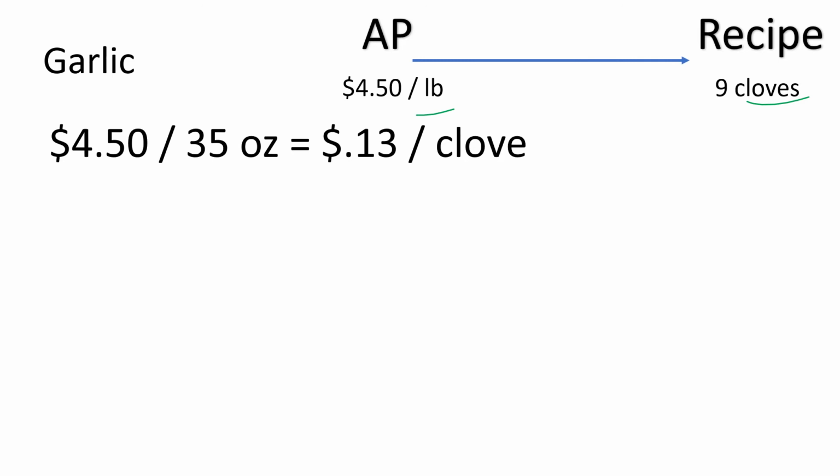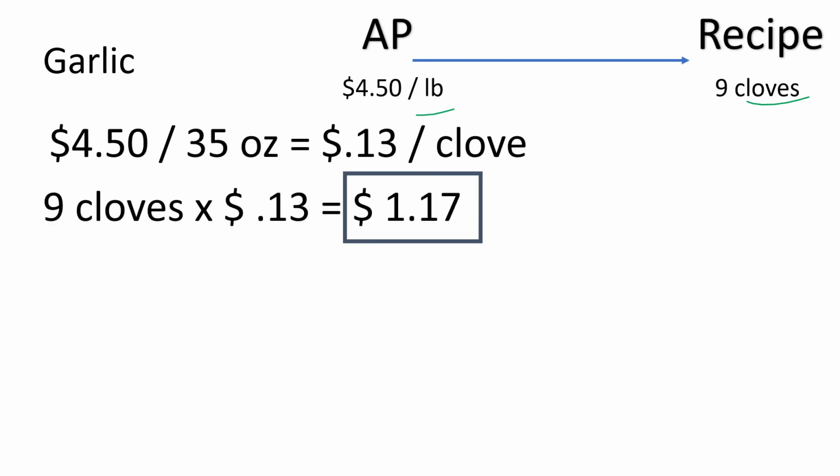So $4.50 divided by 35 cloves, oops, I need to change that when I update this. 35 cloves equals 13 cents per clove. Okay, ignore that ounce for right because I forgot to change that. I will change it before I make it into a video.